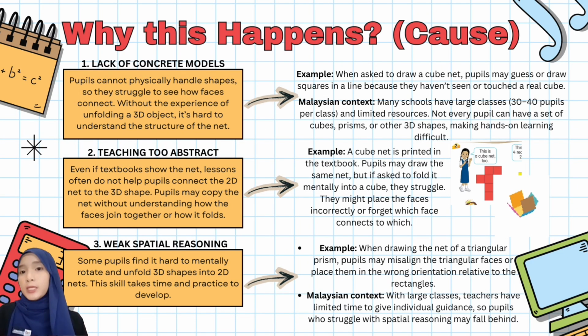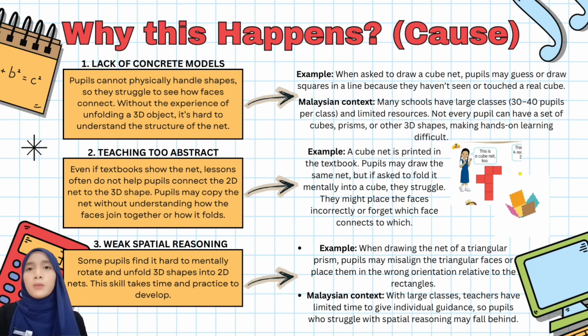So, why does this issue happen? First of all, because of the lack of concrete models. People cannot physically handle shapes, so they struggle to see how faces connect. Without the experience of unfolding a 3D object, it's hard to understand the structure of the net. For example, when we ask them to draw a cube net, people may just draw squares in a line because they haven't seen or touched a real cube.